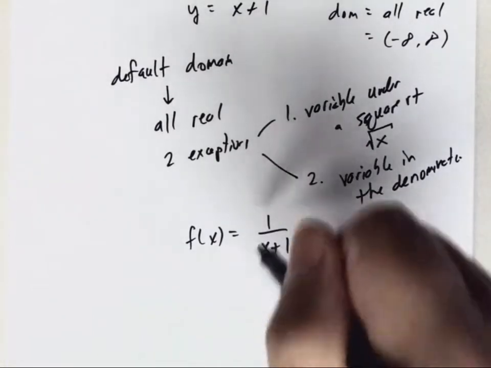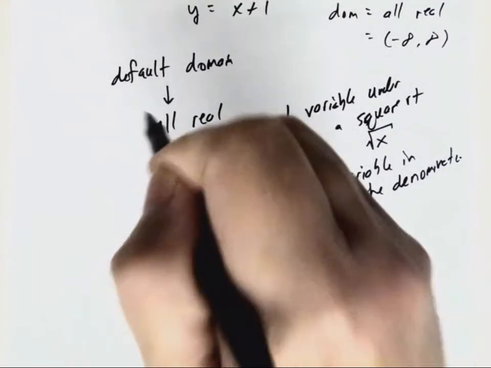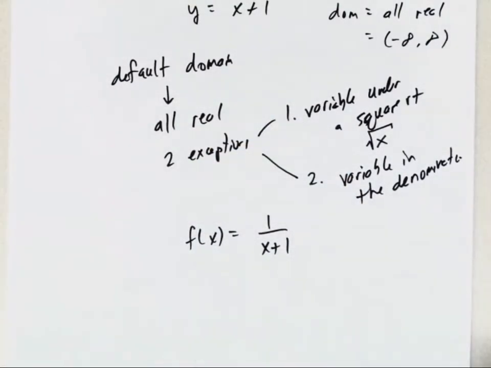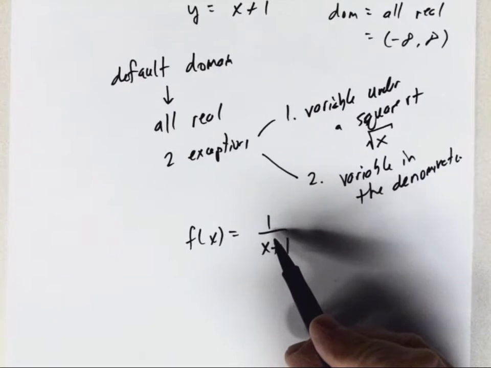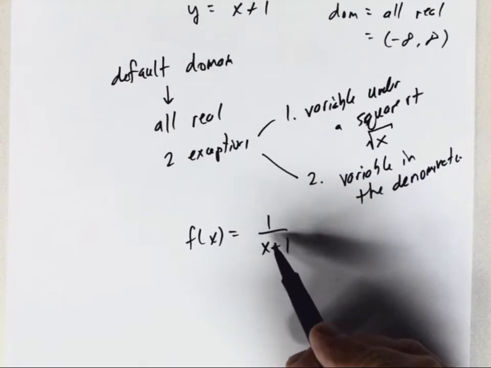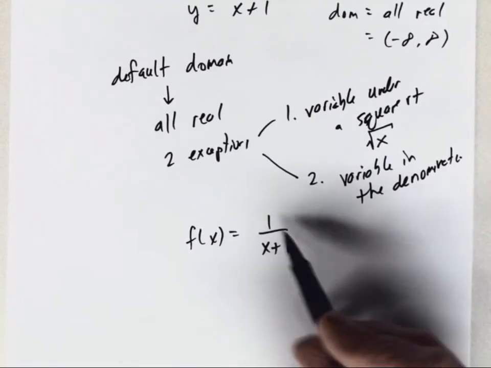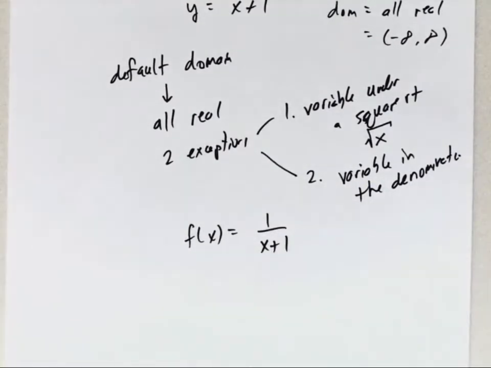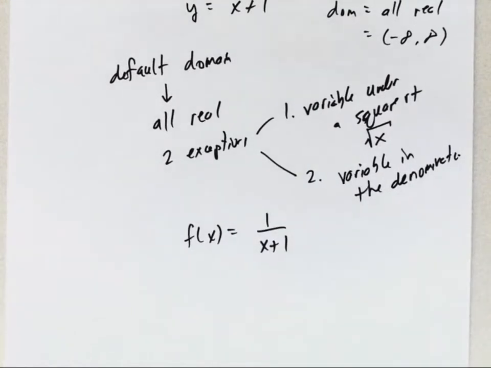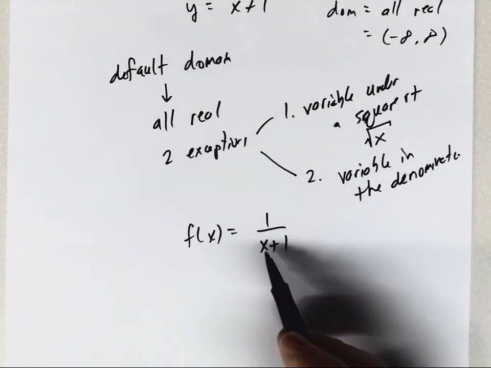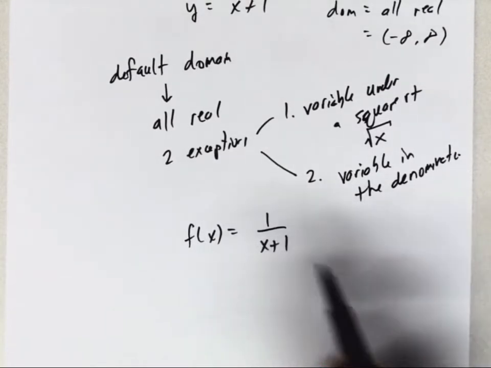Once again, even with this one, before I look at it too closely, I'm going to assume by default the domain is all real numbers. And then I look for my two exceptions. As it turns out, I have the second exception here. I have a variable in the denominator. Then I have to say to myself, okay, this is going to cause my domain to change some. Now, in what way is my domain going to change? Well, let's think about this. What's the big deal about having a variable in the denominator? What number could I plug in for x that's going to cause me problems, that's going to break some math rule?